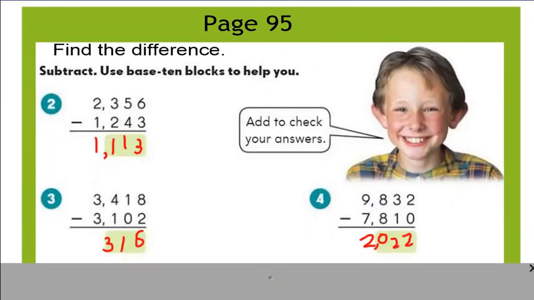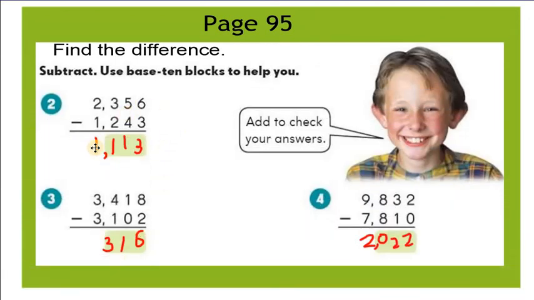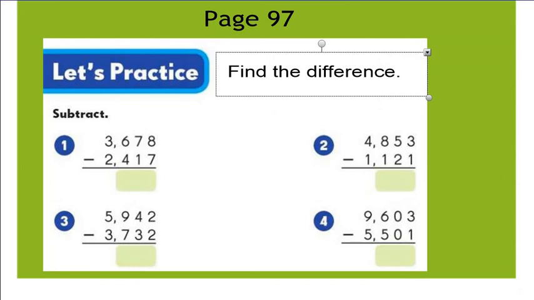Here's the answers. So here I have 1,113, and problem number 3 is 316. 3,000s minus 3,000s is 0,000, and I do not need to record that 0. I can if I want to, but I don't need to. And number 4, 2,022. All right. Here's some more practice. Again, press pause, do the work, and then press play to see the answers.